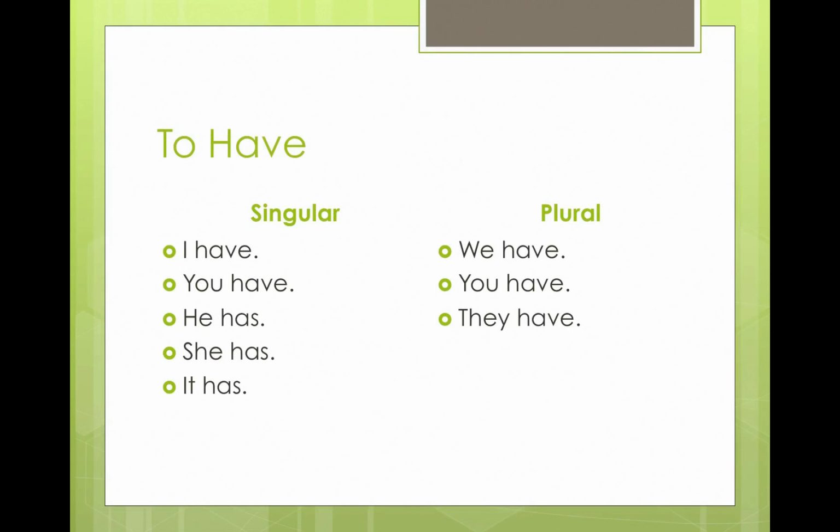Have is another verb that can create problems. So here it is conjugated out. I have, you have, he has, she has, it has. The plural form of that, we have, you have, they have. Okay, it's never he have, it's never they has, or you has. So just remember that.